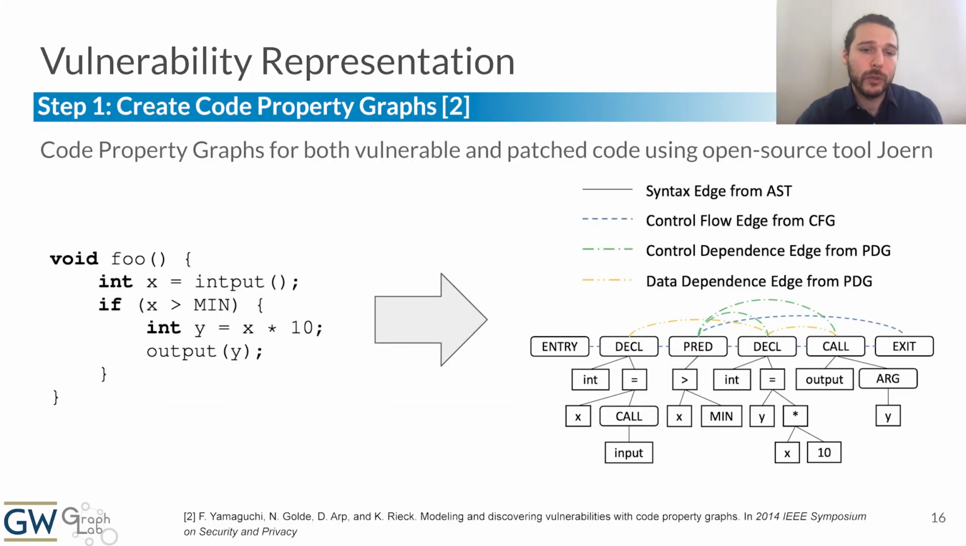So based on these intuitions, this is how we set out to build our vulnerability representation. First, we convert the vulnerable source code and patched source code into code property graphs using the open source tool Joern. This is a very expressive representation of source code that can be generated without the need for compiling the code. Here's an example of a simple function and its representation as a code property graph, which contains a combination of the nodes and edges from the abstract syntax tree, the control flow graph, and the program dependence graph.